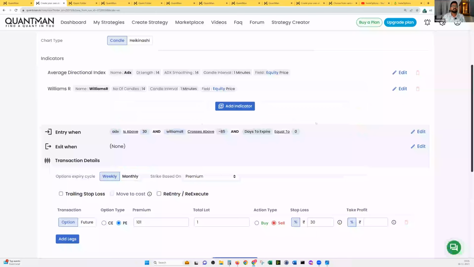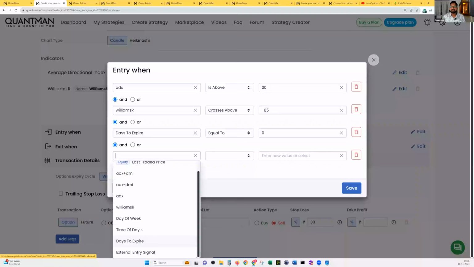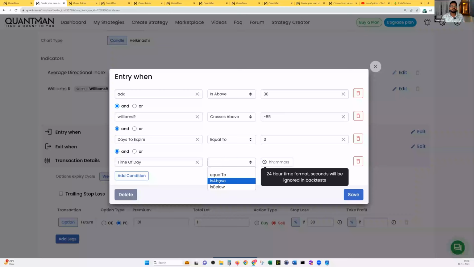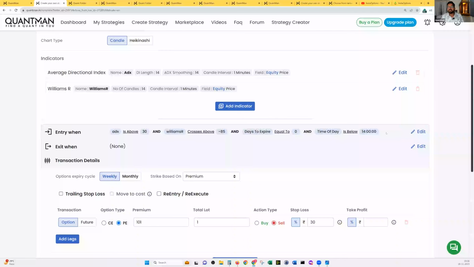And I don't want to take my trade after 2 o'clock. On expiry day, after 2 o'clock, we hardly find a premium of five or 10, so I don't want to take trades after 2 o'clock. If the time of the day is below 14, done. If the time of the day is below 14, I'm going to take my trade.